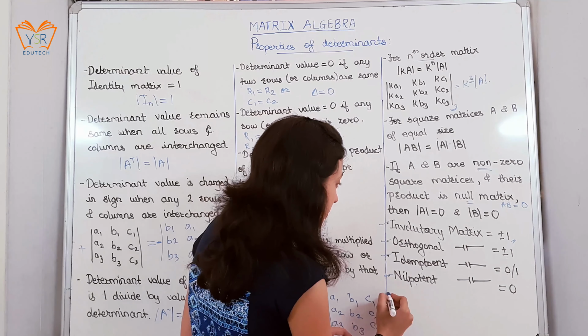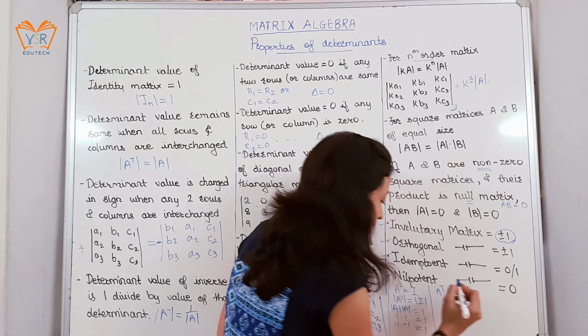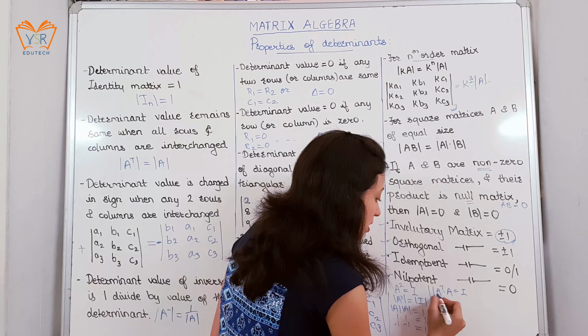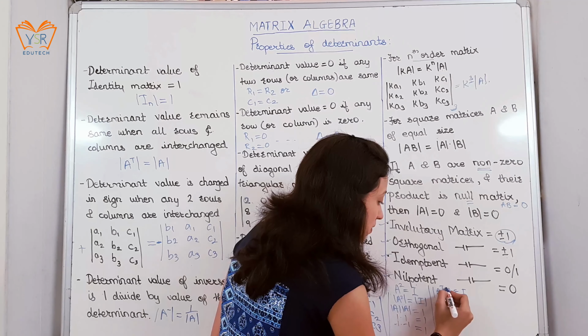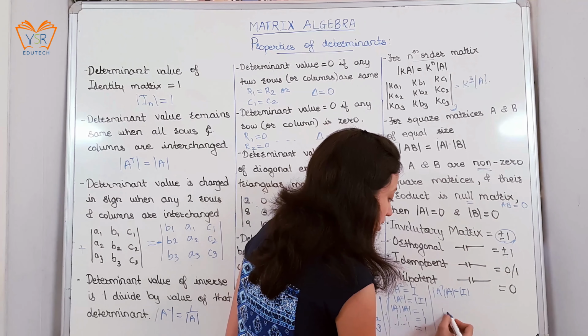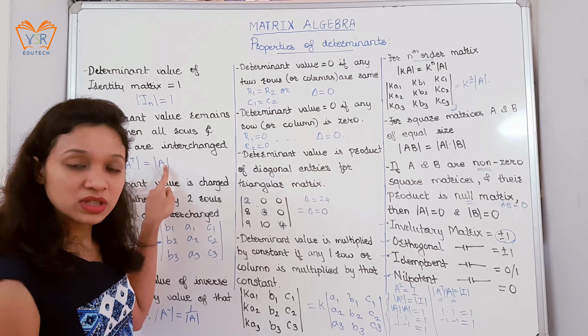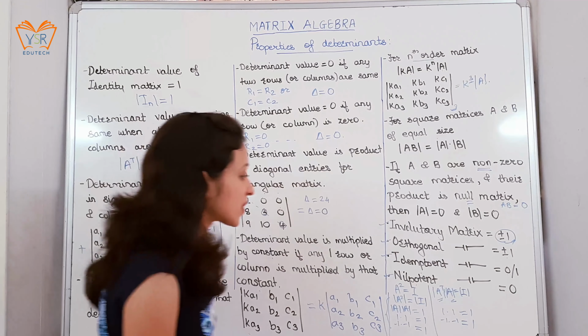Next is the orthogonal matrix. Orthogonal is defined as A transpose into A is equal to I. That is, determinant of A transpose into A is equal to the determinant of the identity matrix. Similarly, in this way we get 1 into 1 equal to 1, minus 1 into minus 1 equal to 1, because we know from this property that the value of determinant of A transpose and A is the same.